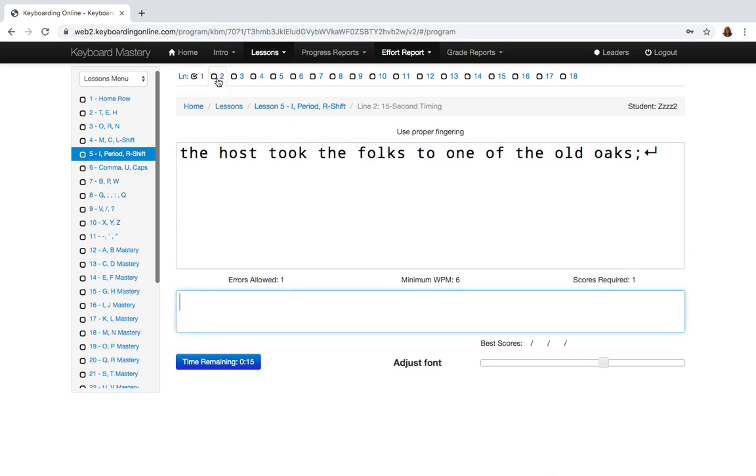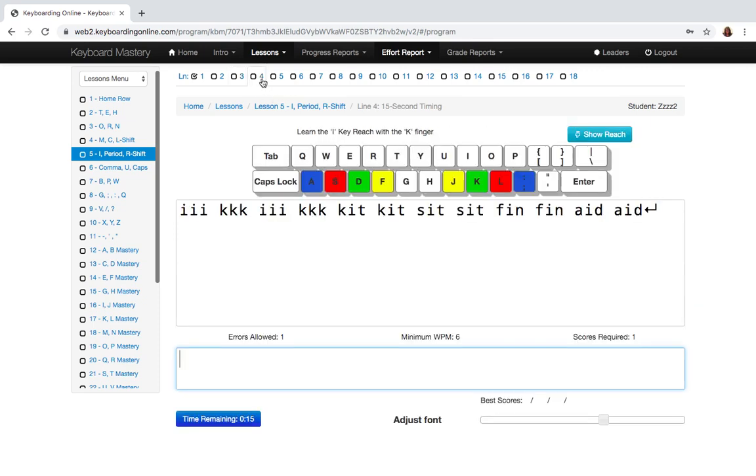As always, the first few 15-second timings are your warm-up lines and good to refresh, especially if you've had a weekend in between, going back to our previous keys that we've learned. Here's a reminder to sit upright. I always check my posture before I strike the first key. It's a good habit to get into.